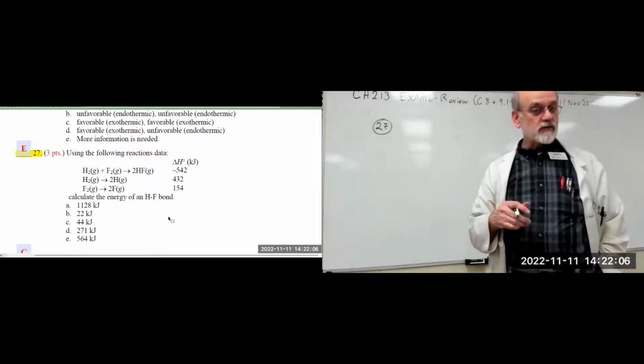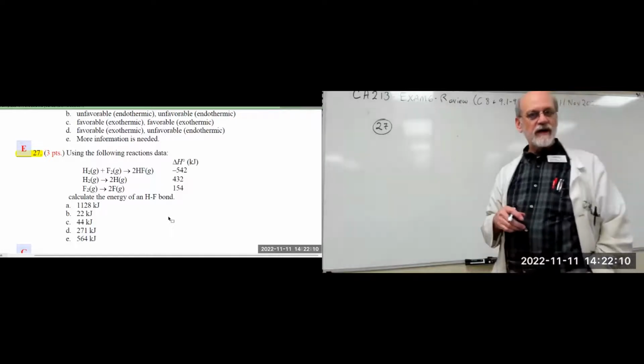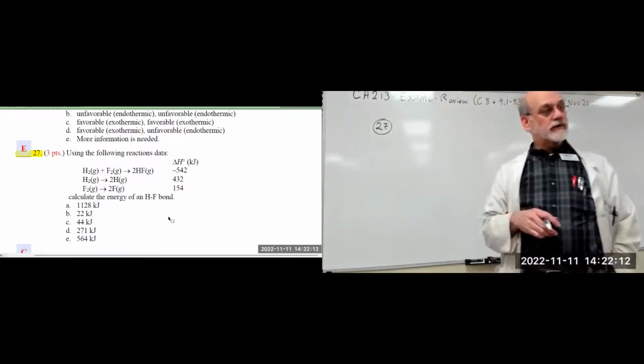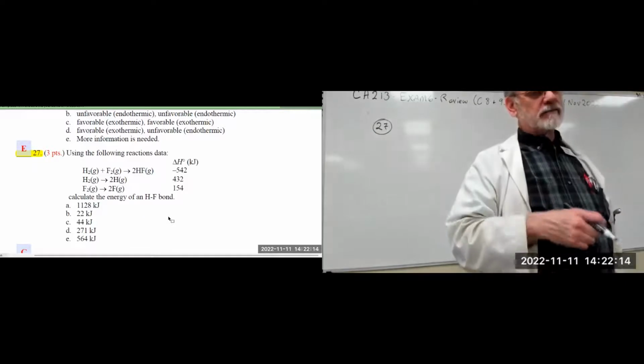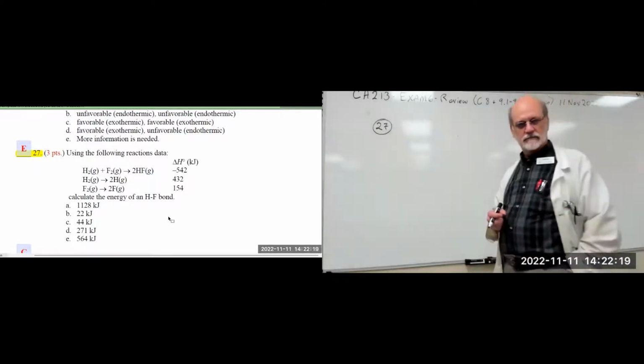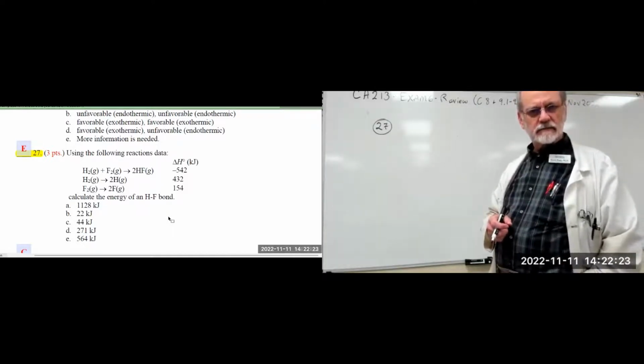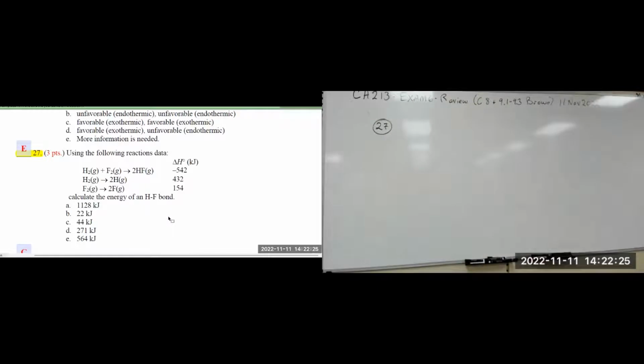So the first question is, what's the target equation? What's the energy of the HF bond? We're talking here lattice energy, right? The HF bond. I think I'm on the right track.